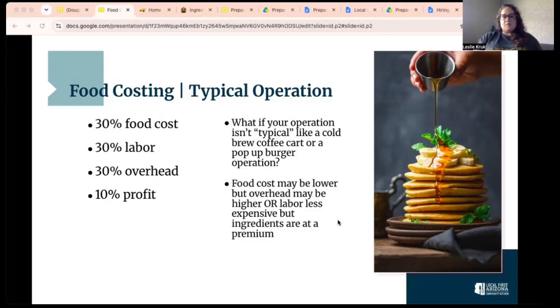Your labor might also be less expensive. Where a pop-up food operation, you might be spending a lot more in labor because you have to have multiple people. And sometimes your ingredients are just a premium. We like to support businesses that utilize local ingredients as much as possible, but sometimes you're going to spend a little bit more on those local ingredients than the ones that you can buy in bulk. But all of that is important to factor into these percentage breakdowns for your operation to make sure you're not spending too much in one category while you're neglecting another.